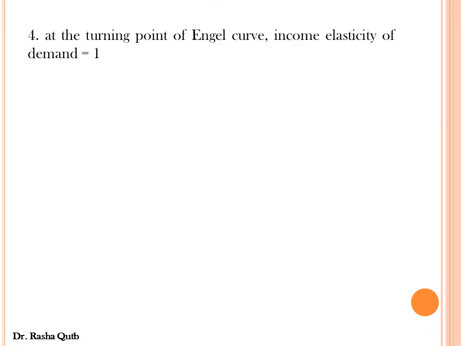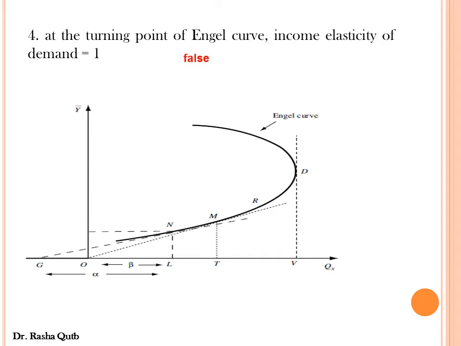Fourth, at the turning point of the Engel curve, income elasticity of demand equals 1. This sentence is false because at the turning point indicated by point D, income elasticity of demand equals 0. Also, you have to put whether it is false or true, and you have to draw the graph and show how the income elasticity of demand is measured at point D.